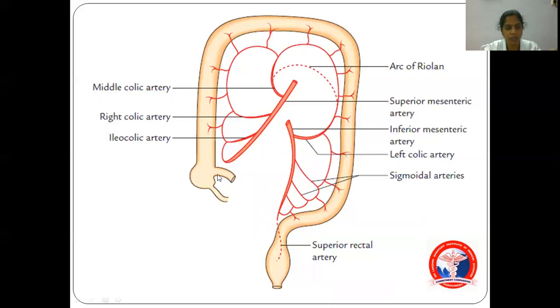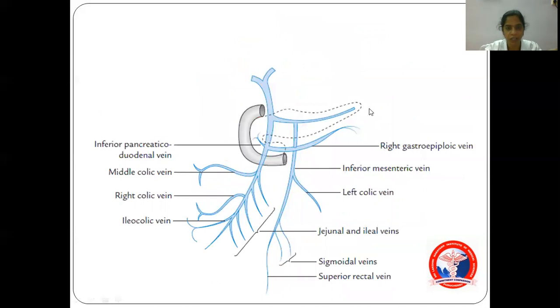Now we are discussing the cecum, so what we need is this ileocolic artery. See here the ileocolic artery. It is a branch of the superior mesenteric artery. Now we'll see about the veins, the venous drainage of this intestine. Here you can see the superior mesenteric vein. This is the splenic vein. They form the portal vein.